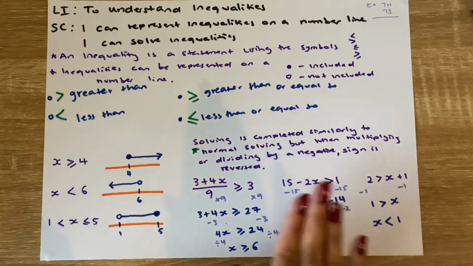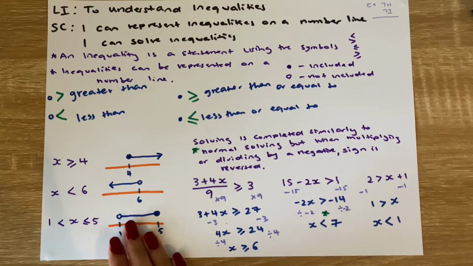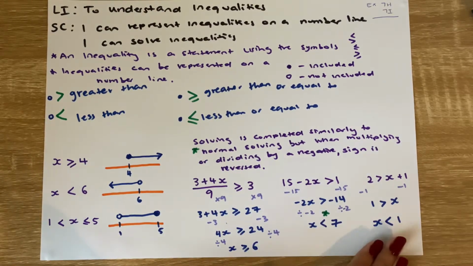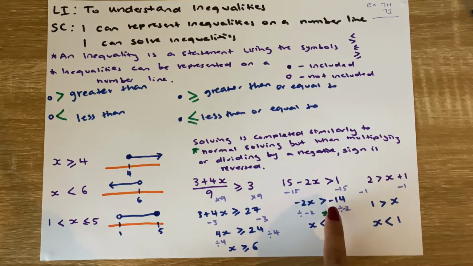All right, so we have now gone through putting inequalities on a number line, and we have gone through how to solve inequalities. Remember, follow the same process as normal solving, but if we're dividing or timesing by a negative number, we end up swapping over the inequality sign. So a less than becomes greater than, and a greater than becomes less than.